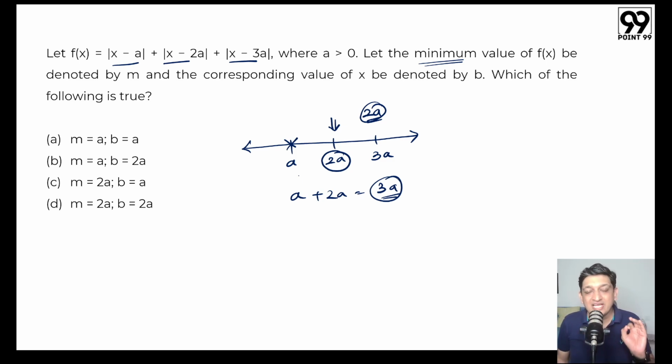So what we have to do is figure out for what value of x we will get the minima. f of x will be minimum when x equals 2a. And what is going to be the minimum value? It is also going to be 2a, because both of these people will have to cover a each, which means that cumulatively they will have to cover 2a. So the correct answer here is option D, m equals 2a and b equals 2a.